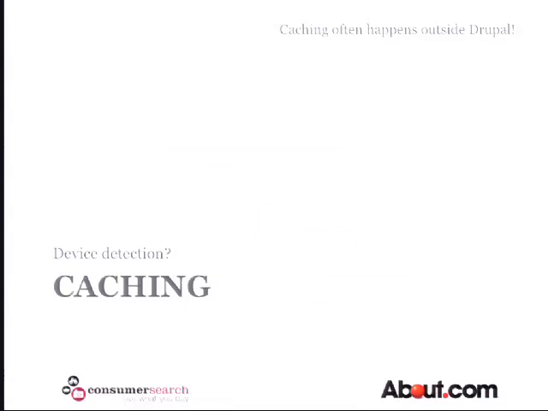So caching is a big issue currently when you talk mobile and Drupal. The main reason is when you have a high traffic site, caching typically happens outside of Drupal.